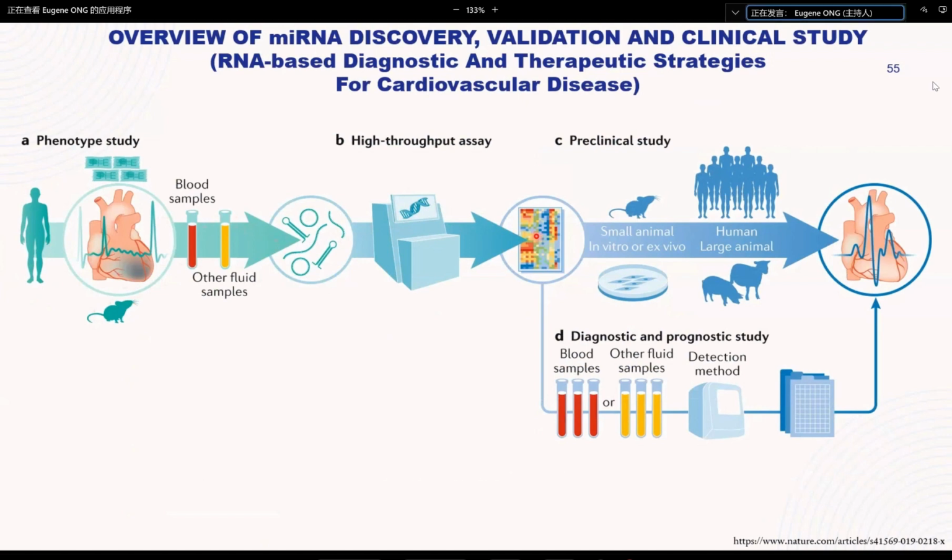Once you have this kind of profile, you may validate whether your findings are correct or not through a preclinical study on small animals. There are various disease models of mouse that are available. And once this has been established in animals, you may continue to a larger animal or human trials. And therefore, finally, these identified and validated biomarkers can be used for diagnostics and prognostics from blood or other fluid samples.